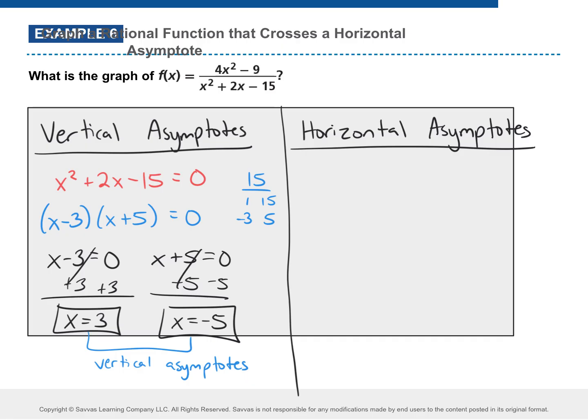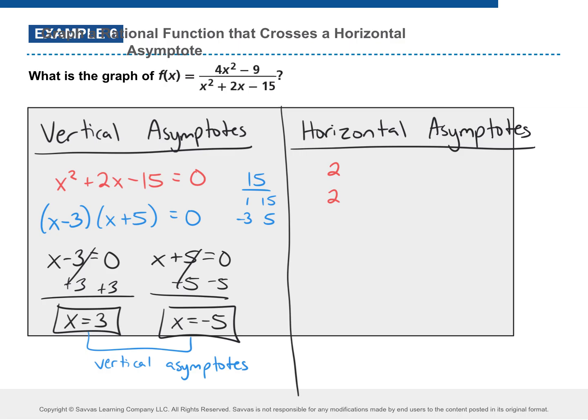Horizontal asymptotes, what are we doing? What do we look at? We look at the degrees, right? The highest exponent. What's my degree on the numerator? 2. Degree on the denominator? 2. So, are they equal? Yes. So we look at case 3 that says if they're equal, what do we do? Divide what? The leading coefficients, right?